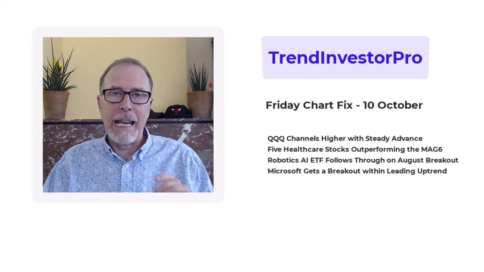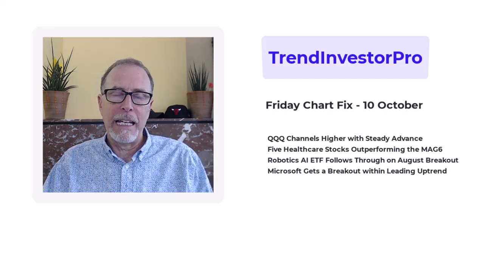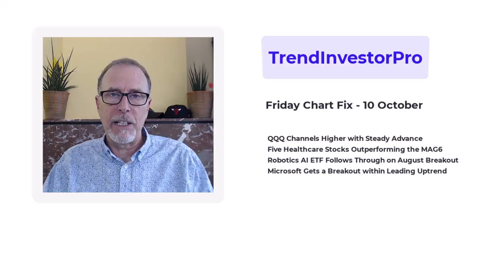Then we're going to look at a case study on a flag within an uptrend, a breakout, and a trailing stop applied to the robotics and AI ETF. And from that case study, we're going to apply those lessons to the current wedge breakout in Microsoft. Let's hit the charts.